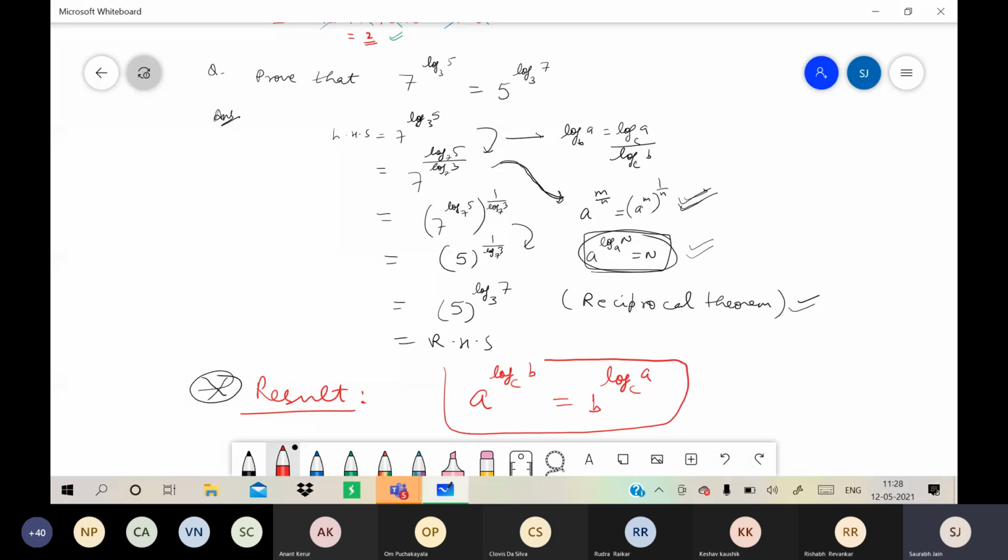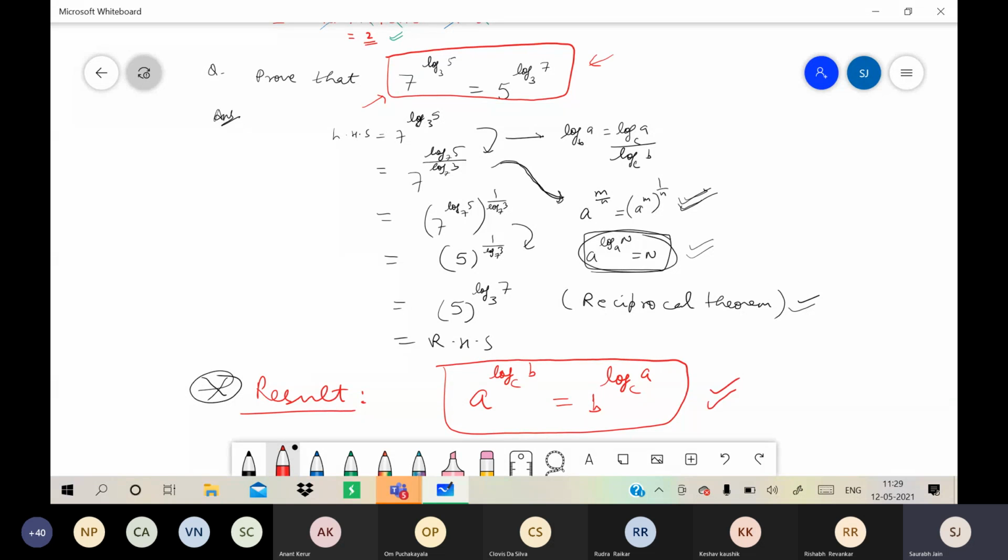You can see this question also, the question that we have done right now. When you see LHS and RHS, base is same on both sides, right? Base is 3 there, base is 3 there, just like base is c here. So what exactly is happening? a and b are changing their positions. Just like here it is 7 and 5, in this it is 5 and 7. And this is the proof.